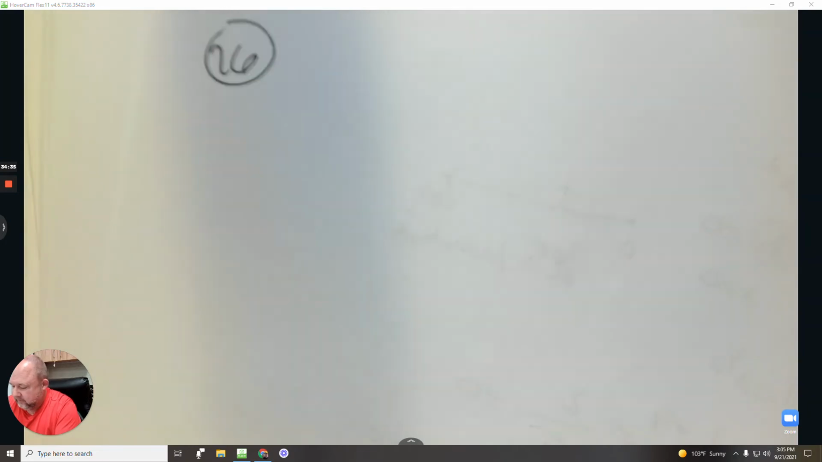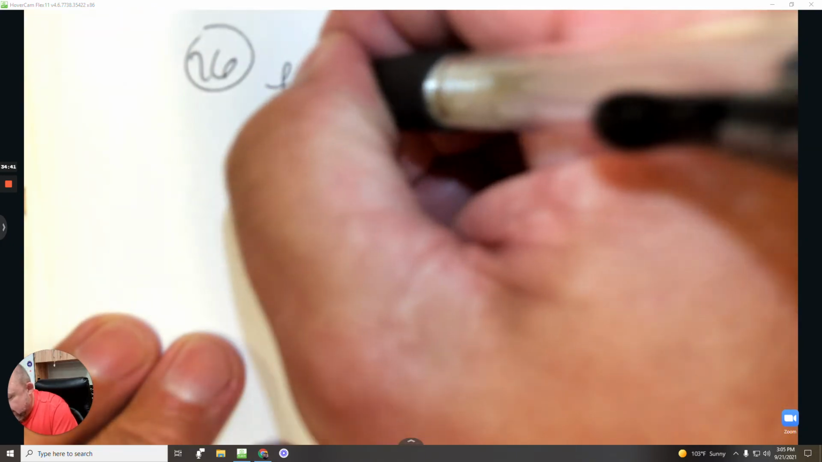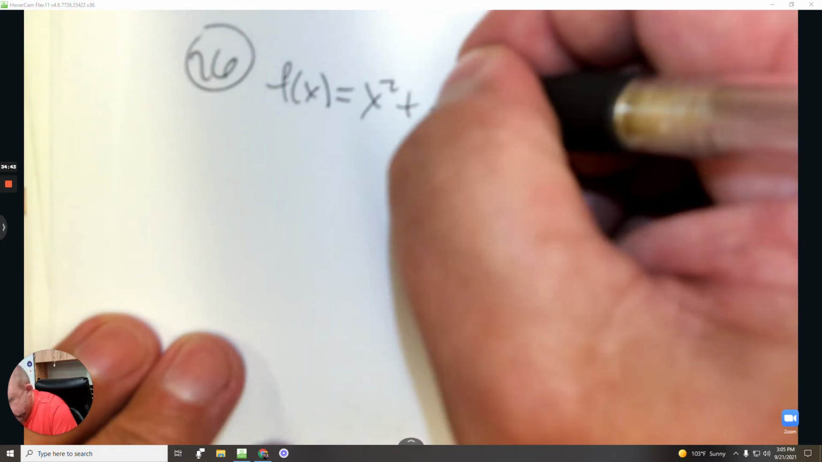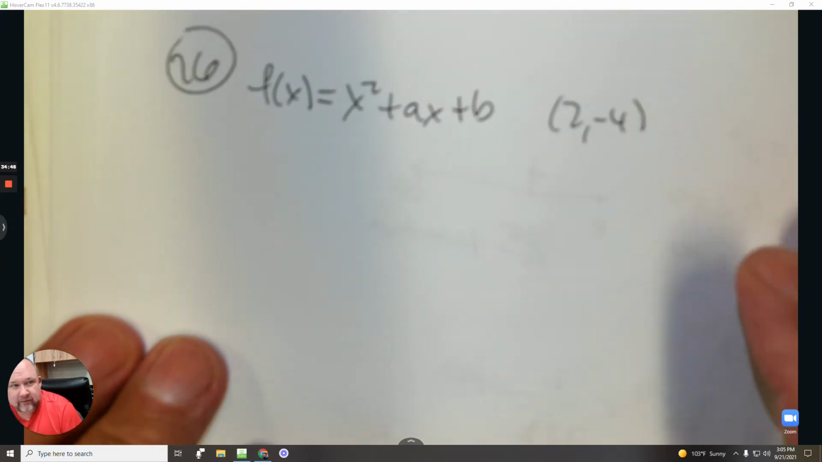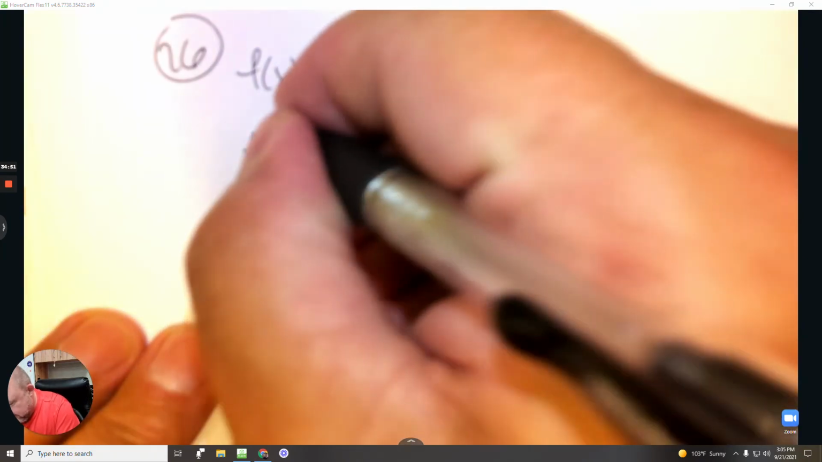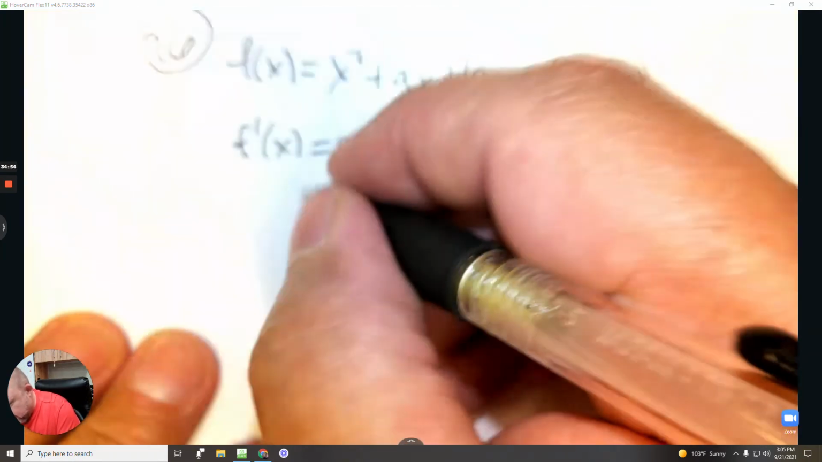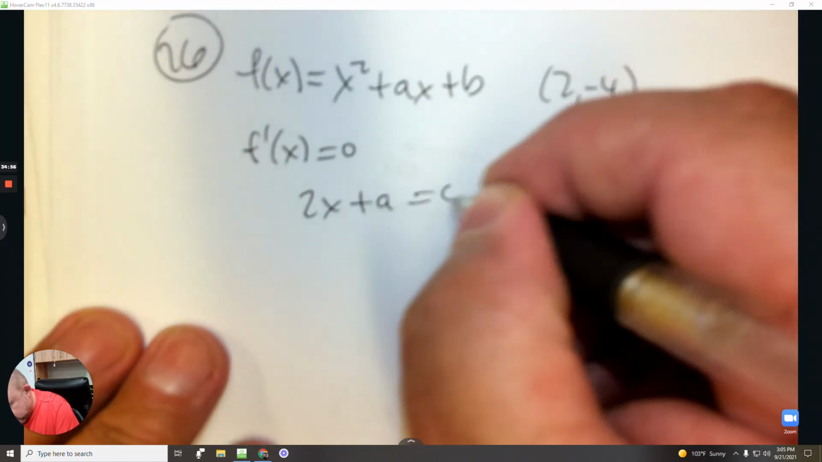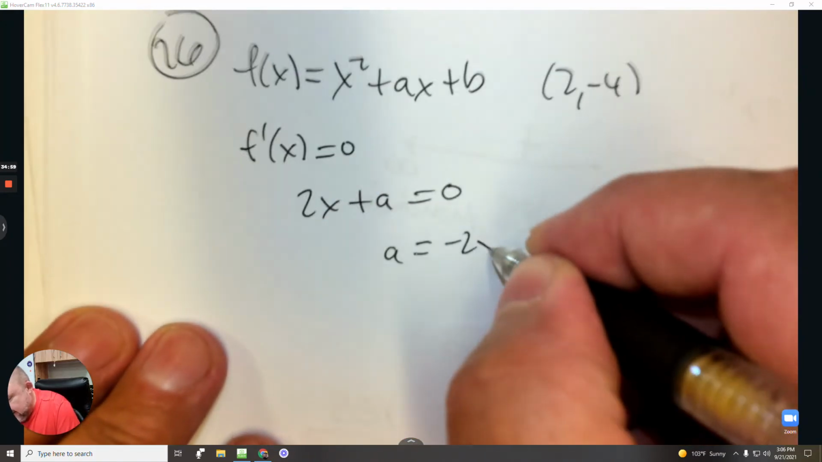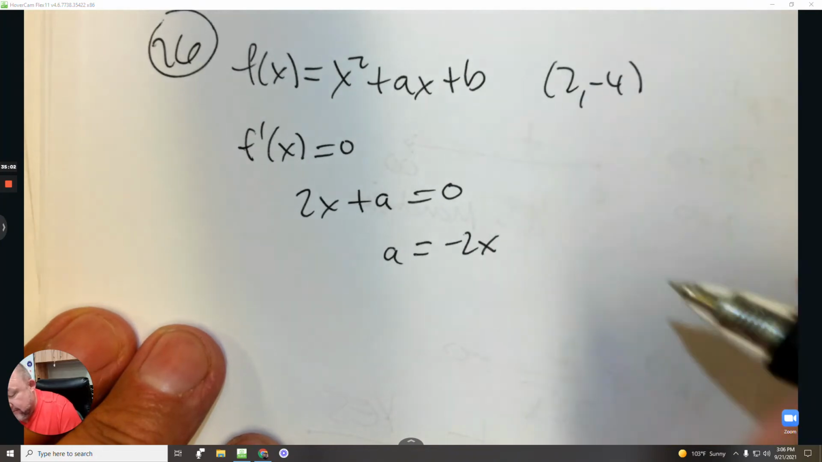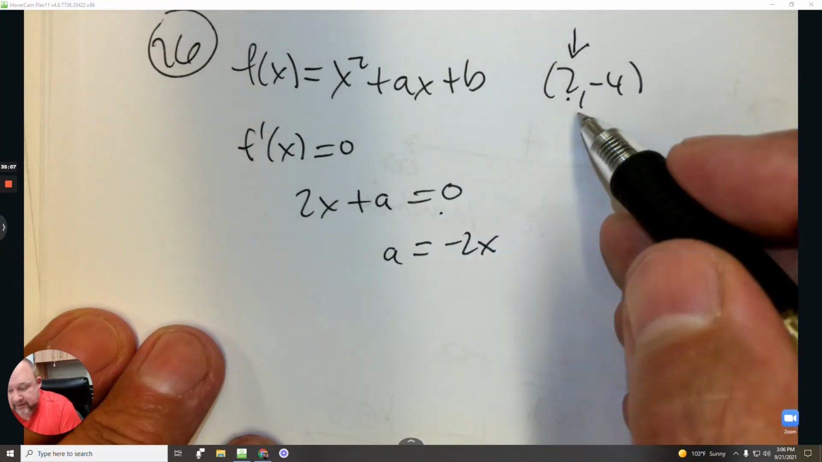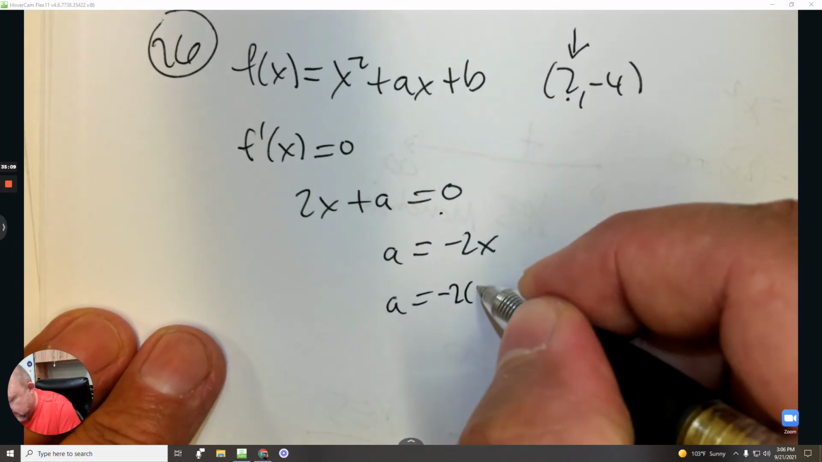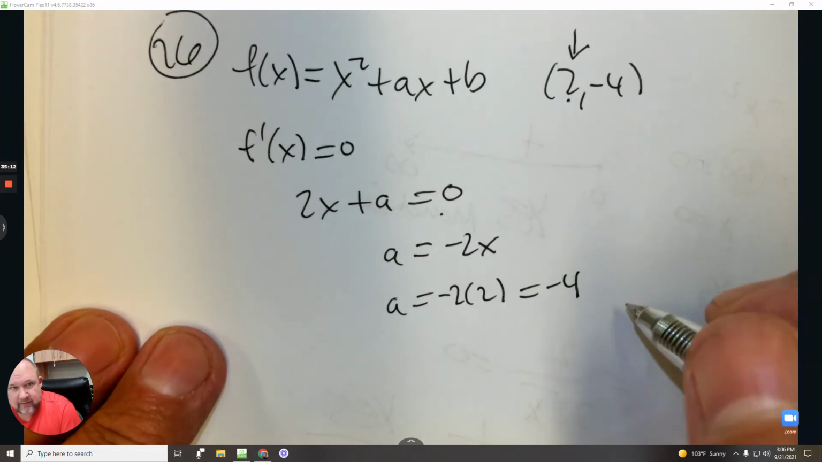I got to turn the page. So we have a function, and it has a relative minimum at (2, -4), and then find a and b. So take the derivative, equal to 0. In a equals negative 2x, but we know that at 2, the derivative is 0 because it's a minimum. So if I plug 2 in, a is equal to negative 4.